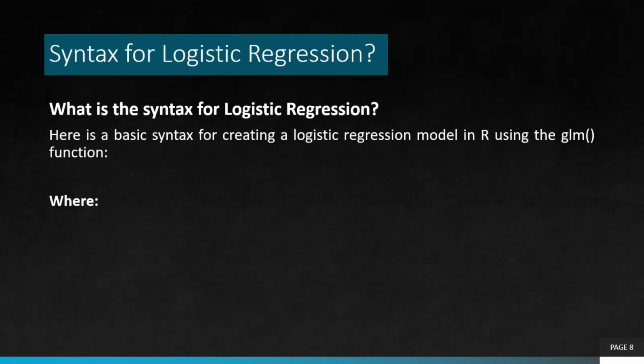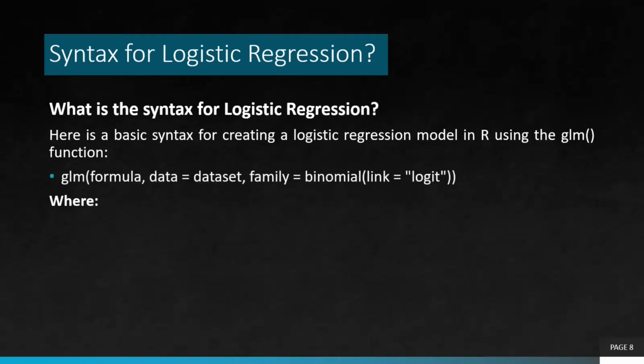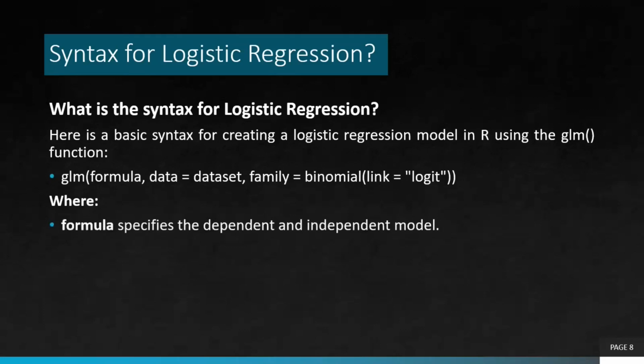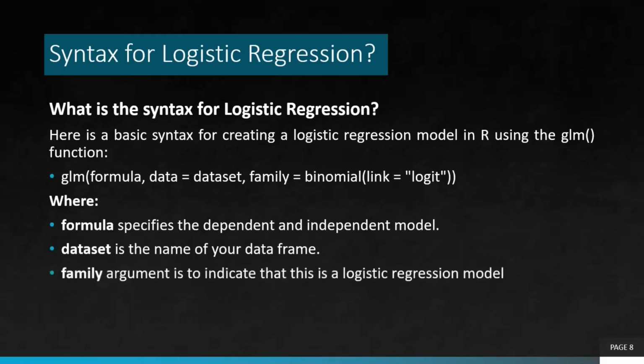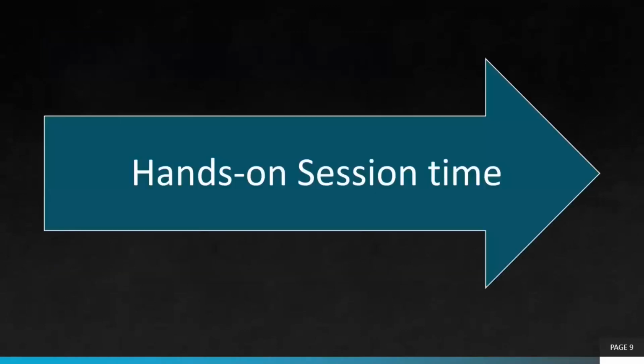So what is the syntax for logistic regression? Here is the basic syntax for creating a logistic regression model in R using the glm function. Just use the glm keyword, pass the formula, then the dataset and some other parameters, where formula specifies the dependent and independent variables of the model. The dataset is the name of your data frame, as you know. The family argument indicates that this is a logistic regression model. Now let's move to RStudio for a hands-on session.